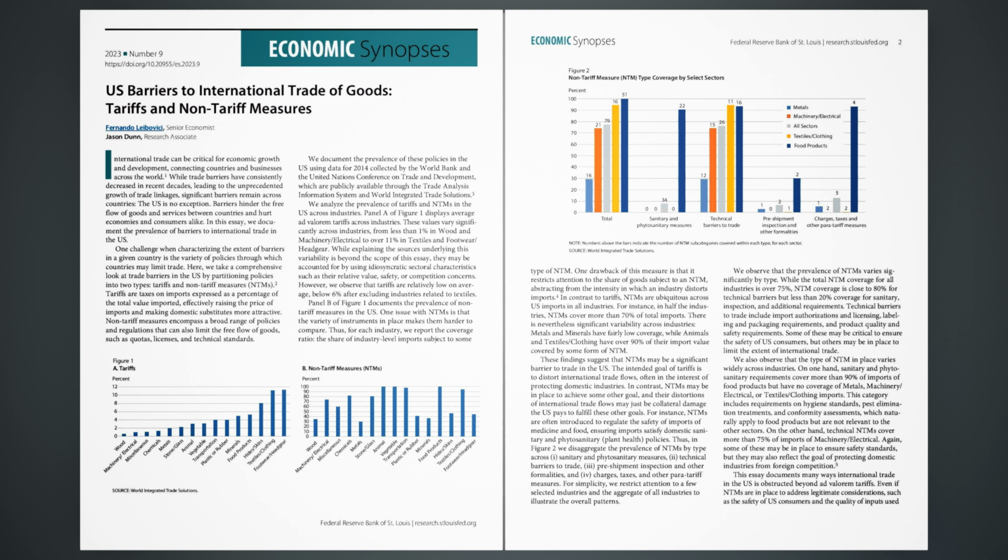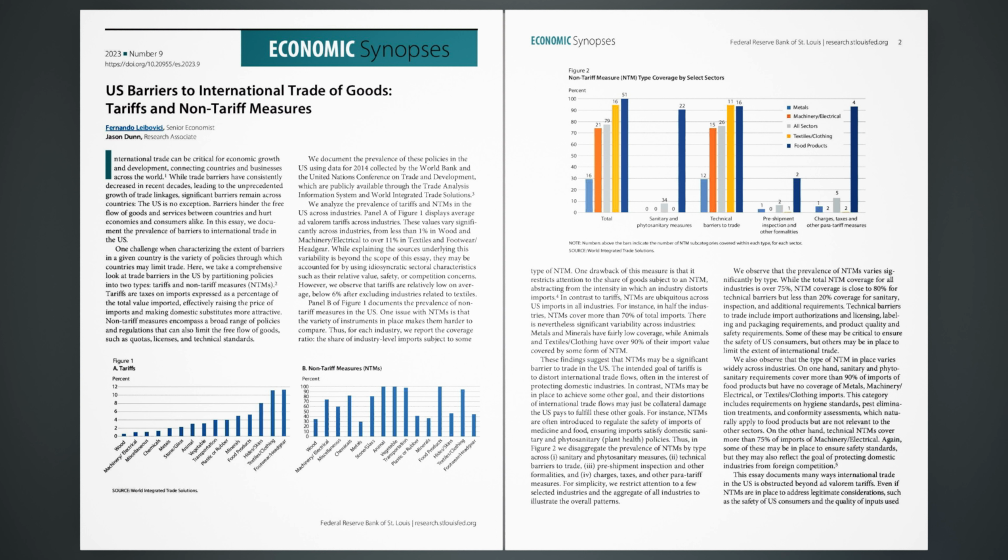Panel B of Figure 1 documents the prevalence of non-tariff measures in the U.S. One issue with NTMs is that the variety of instruments in place makes them harder to compare. Thus, for each industry, we report the coverage ratio, the share of industry-level imports subject to some type of NTM. One drawback of this measure is that it restricts attention to the share of goods subject to an NTM, abstracting from the intensity in which an industry distorts imports.